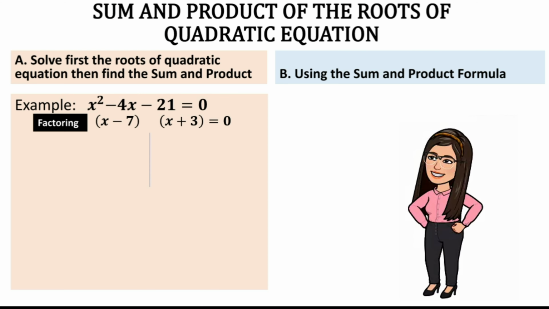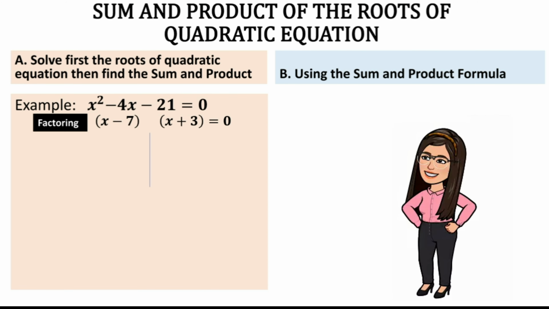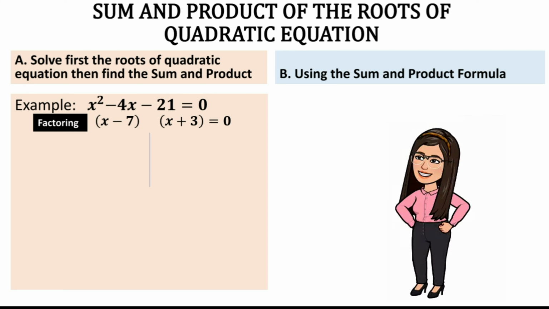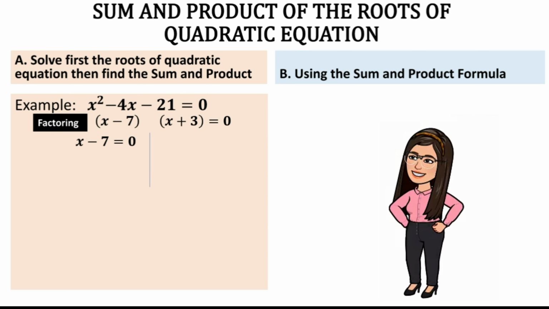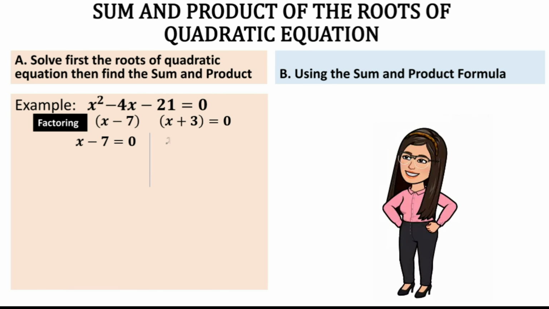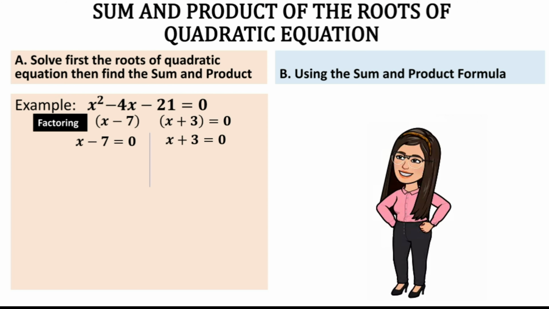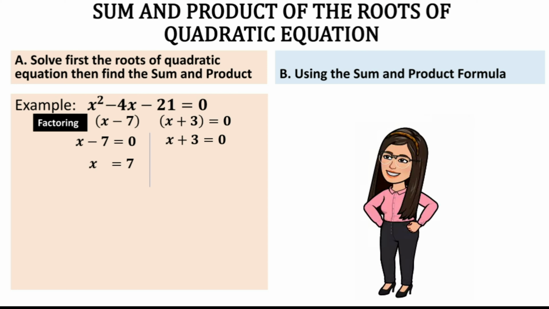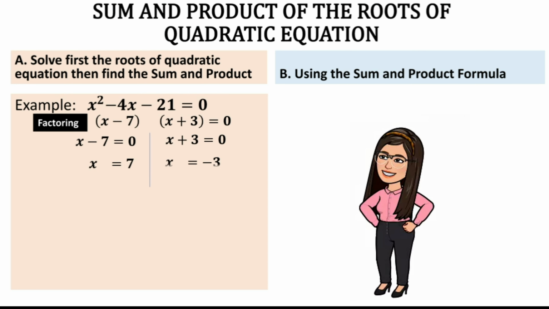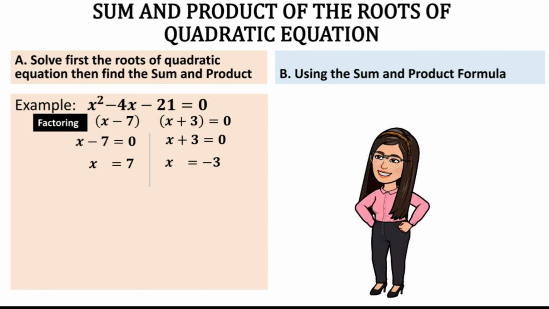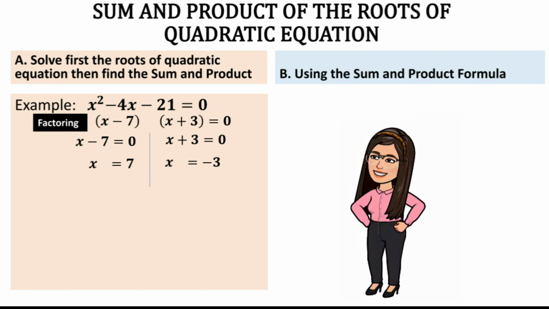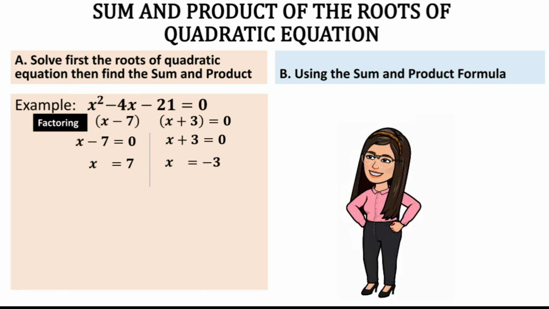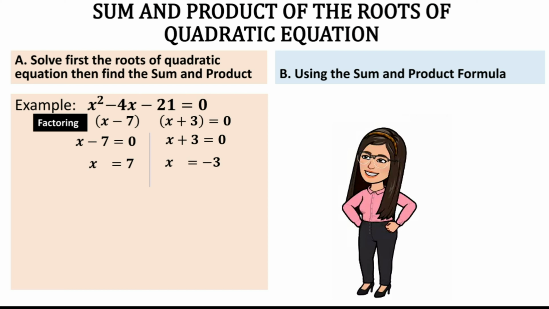Then apply the zero product property as we set each factor equal to 0. So first factor is x minus 7 equals 0. The second factor is x plus 3 equals 0. Solving for the solutions, first root is x is equals to 7. Second root is x is equals to negative 3. So next, after this, we can now solve for the sum and product.